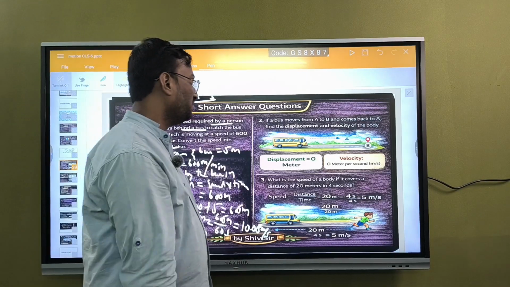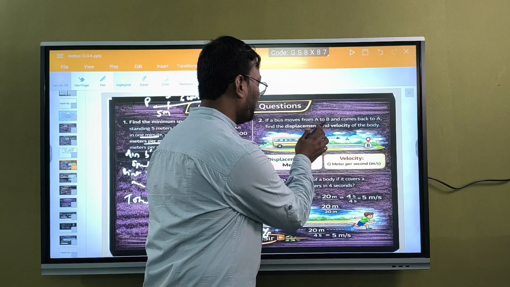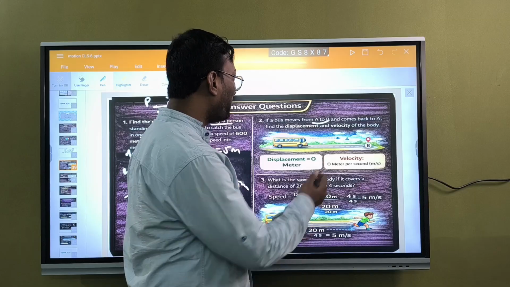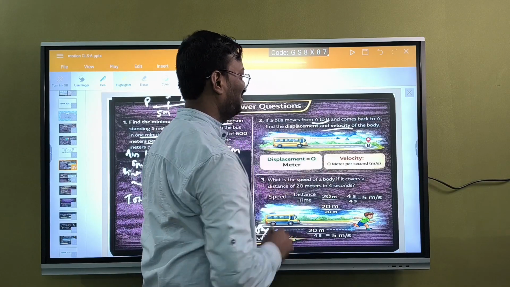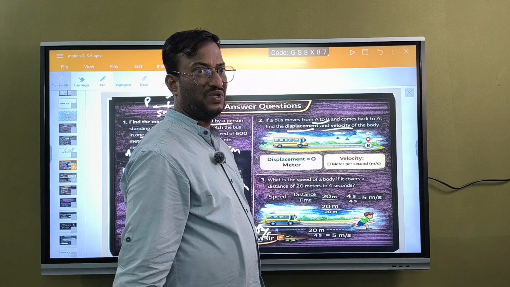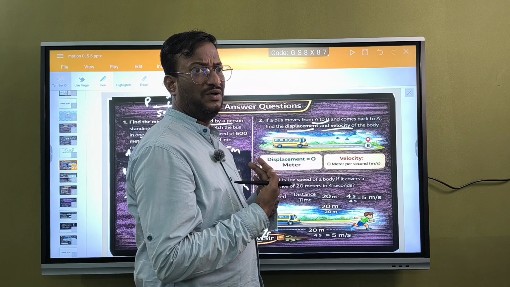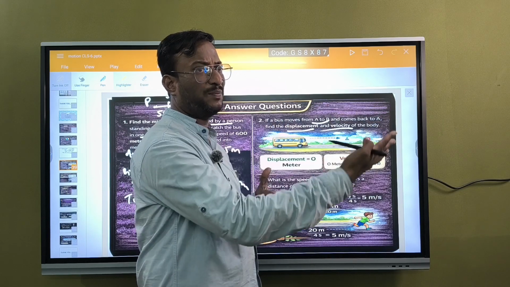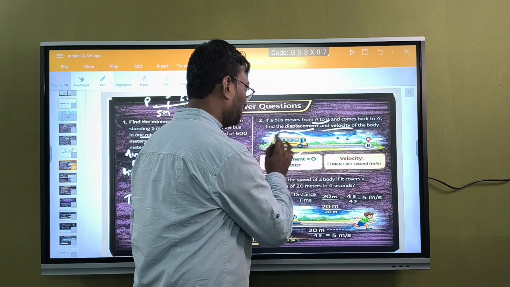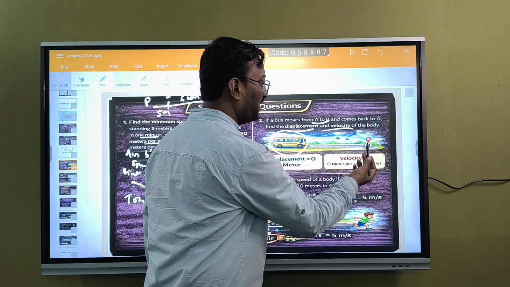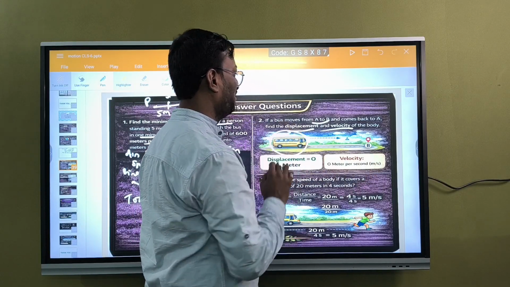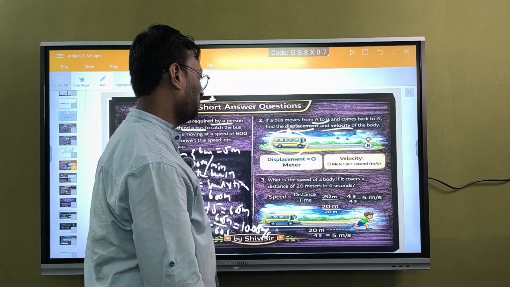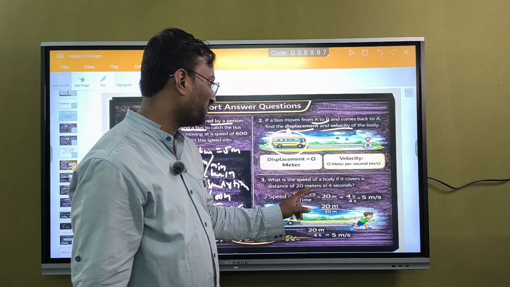Okay children. Second one, if a bus moves from A to B and comes back to A, find the displacement and velocity. See, what is displacement? Change in position. Displacement, the shortest distance, we call it displacement. First, the initial position and final position. The initial position of the bus is here. Finally, it went to B and came back to the point A itself. So, what is displacement? 0. If displacement is 0, what about velocity? It is also 0.